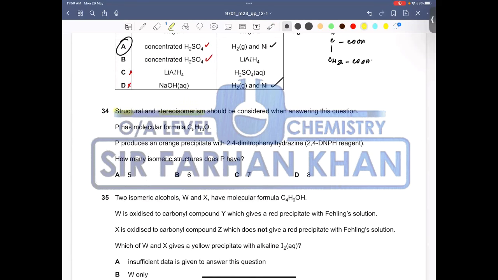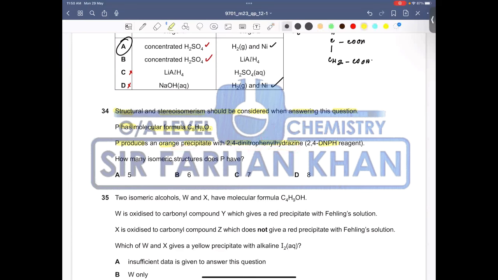Structural and stereoisomerism should be considered when answering this question. P has a molecular formula this. P undergoes an orange precipitate with 2,4-DNPH. Iska matlab, that means P can be aldehyde, P can be ketone. All right, because 2,4-DNPH test only comes positive in aldehyde and ketone.